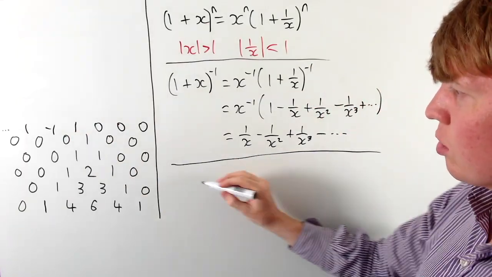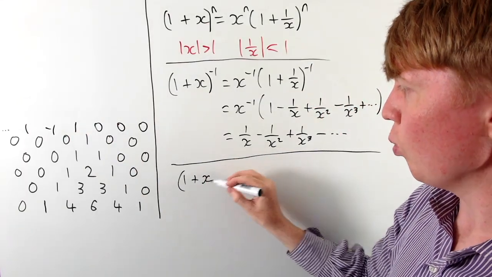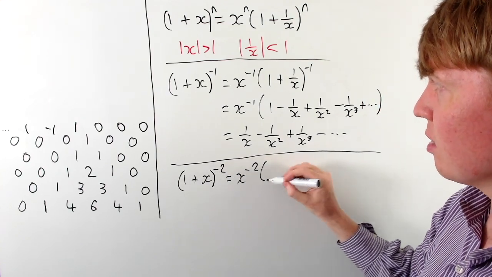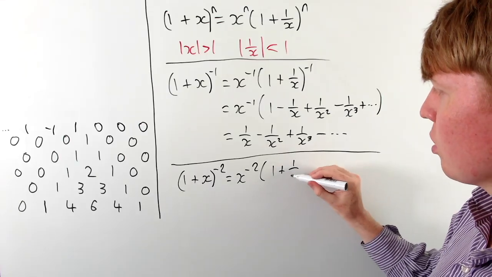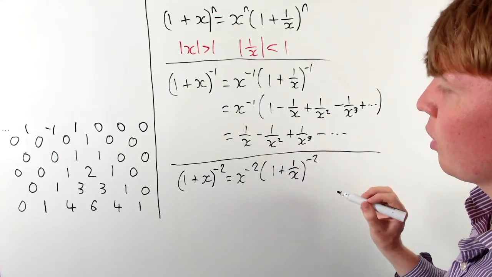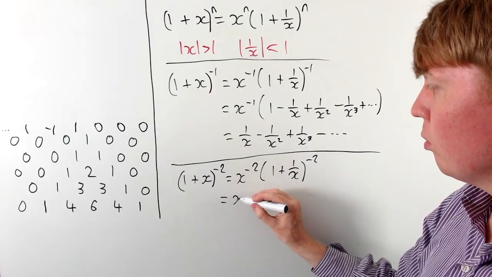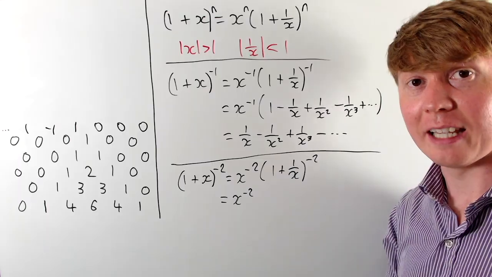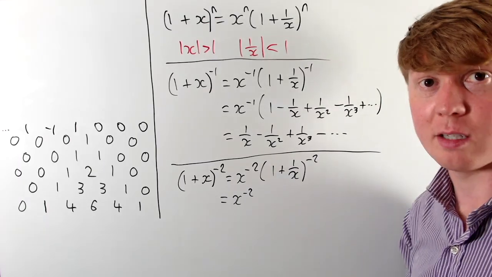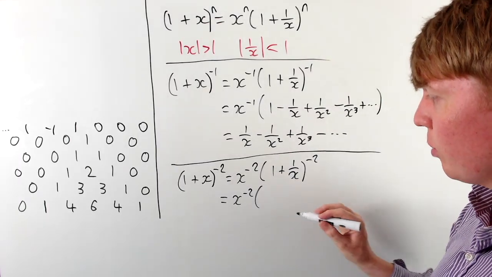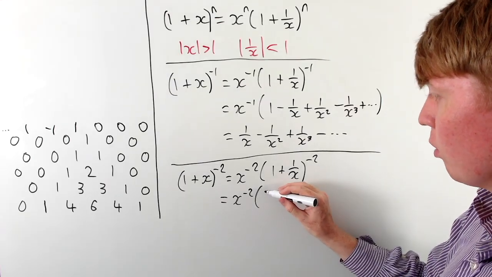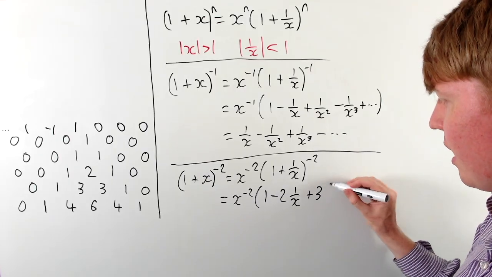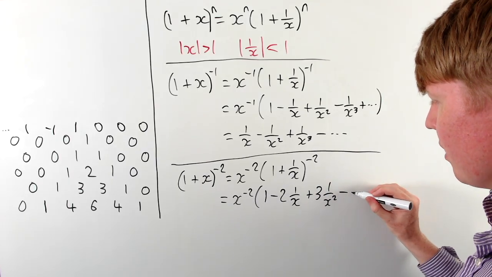And we can do the same sort of thing for, let's just quickly look at, (1 plus x) to the power of negative 2. So we write this as x to the negative 2 times (1 plus 1 over x), again to the power of negative 2. We can use what we know about the series expansion of 1 plus something to the power of negative 2, because we know that 1 over x has modulus less than 1. So our previous series expansion result is valid. We have 1 minus 2 times 1 over x plus 3 times 1 over x squared, and so on.